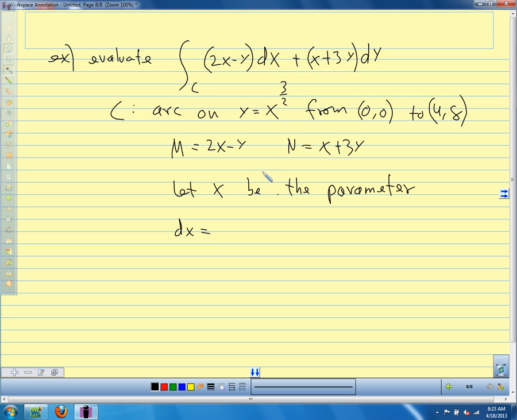Right, x is a constant. So dy, I'm just going to take the derivative here. dy is 3/2 x to the 1/2 dx, and x varies from 0 to 4. So now I can just substitute all of this into my integral.